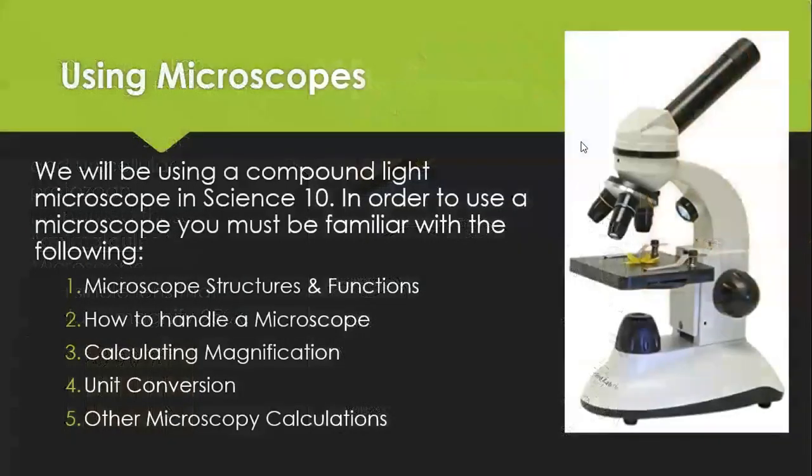Now, we will be using a compound light microscope in Science 10. We will go to the lab later on, and you will have to use the microscopes to view some specimens. You'll have to do some drawings and some calculations. So this microscope right here, very similar to the one that you will be using. It will have a light source, and it will have an ocular lens as well as an objective lens.